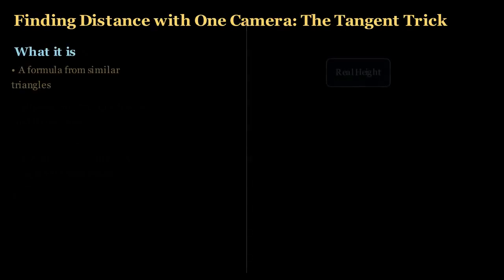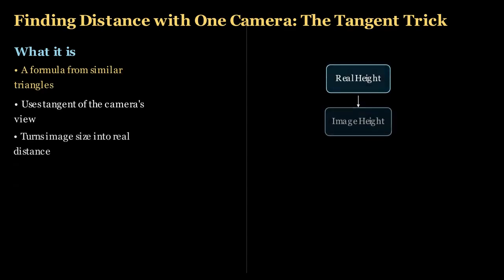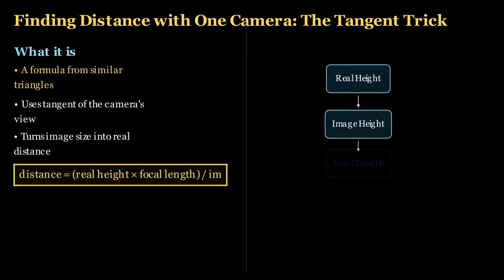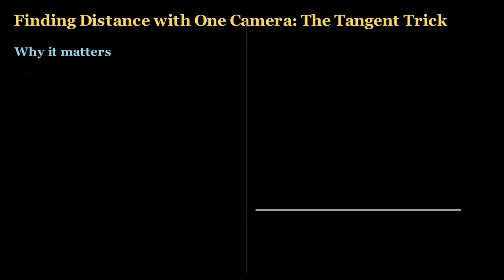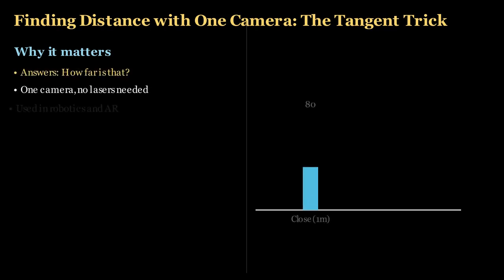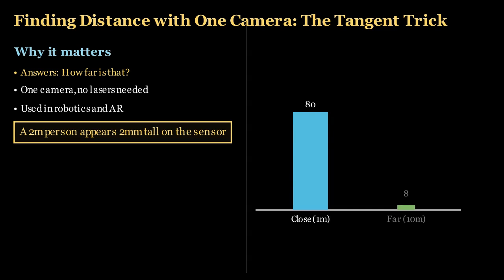Imagine you see a friend in a photo. You know their real height, and you can measure how tall they appear on the image. The tangent trick is a simple formula that uses these 2 numbers, plus the camera's focal length, to find distance. We often need to know how far away something is, like a robot avoiding a wall, or an augmented reality game placing a character on your table. Using 2 cameras or a laser is expensive. This trick solves the problem with just 1.